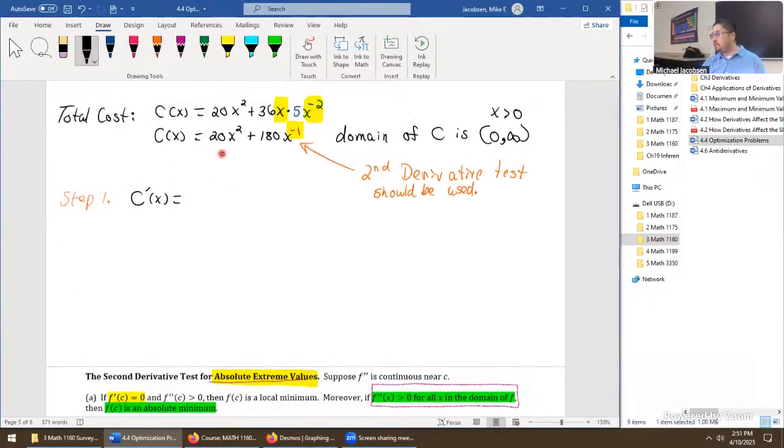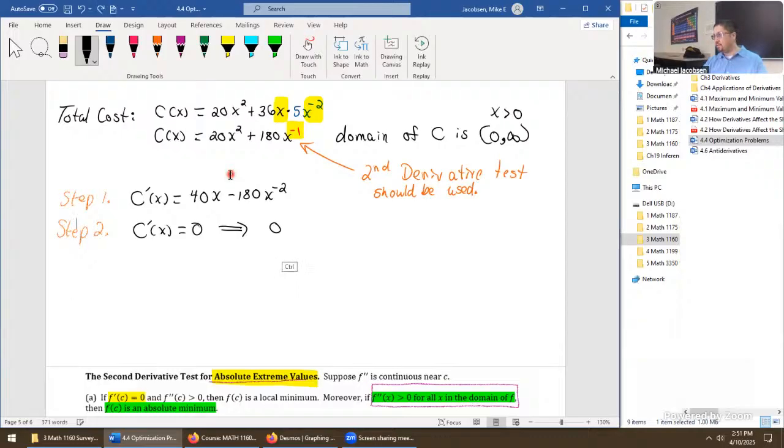The derivative is 40x minus 180 x to the power -2, with a correction on that power here. The -1 would multiply 180 for a negative value, and the power goes down by 1, now power -2. Step 2 is all about finding a critical number. So we want to set this equal to 0 and solve it. Let's do just that. C prime of x equals 0.